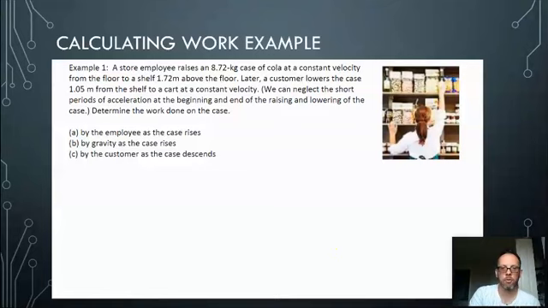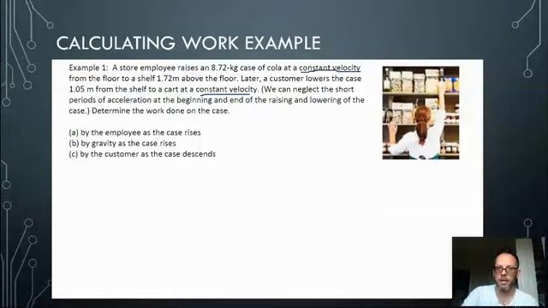Let's do a few simple examples involving work. So here we have a store employee raising a case from the floor to a shelf, and note they're raising it up at a constant velocity. And then later on, they lower the case 1.05 meters from the shelf to a cart, and again at constant velocity.